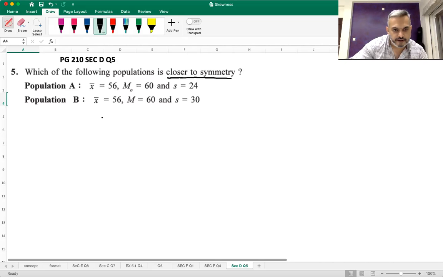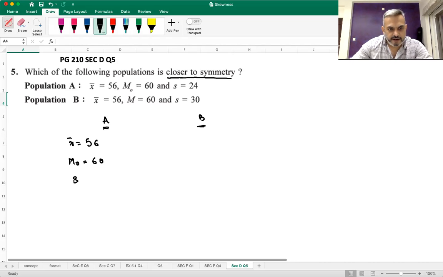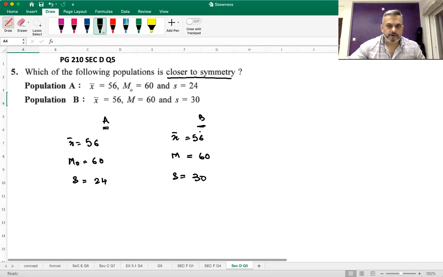Now you have two populations, A and B. First let's write the data. X bar is equal to 56, mode is equal to 60, and standard deviation is equal to 24. For population B, mean is equal to 56, median is equal to 60, and standard deviation is equal to 30.